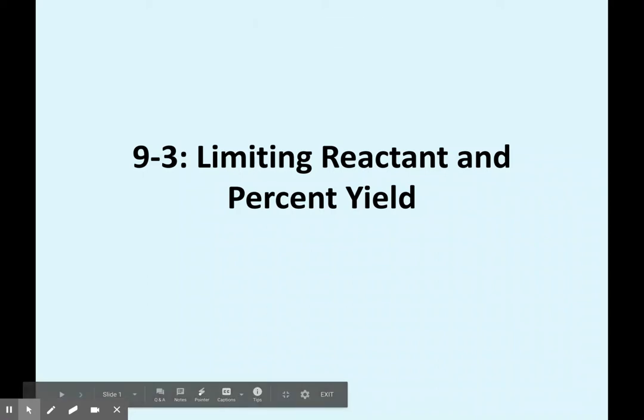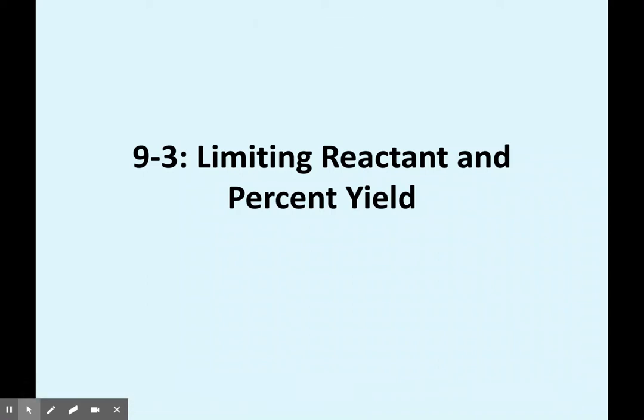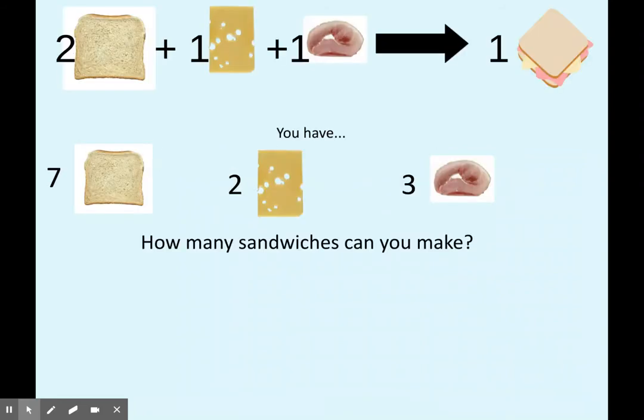Night 3 is about limiting reactants and percent yield. We're going to be breaking this into 2 different days' worth of lessons. And the first lesson we're going to look at will be limiting reactant. So let's go back to our sandwich.